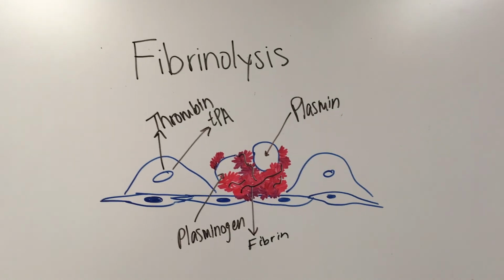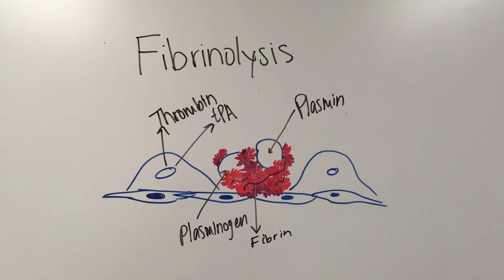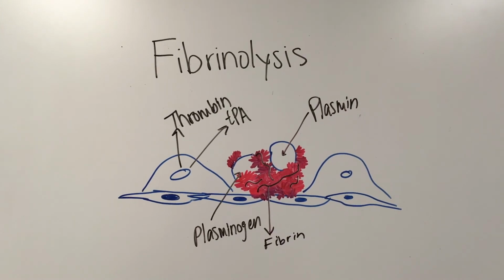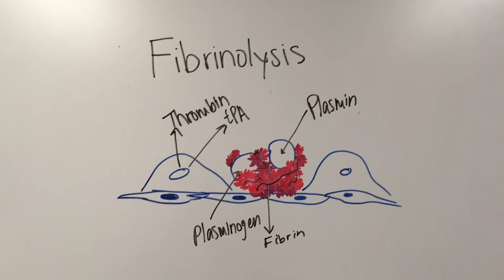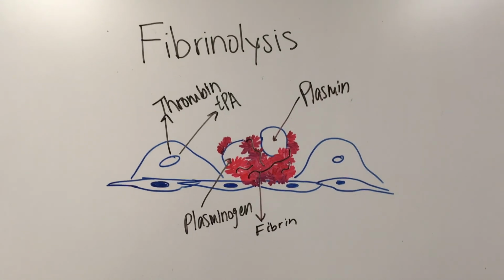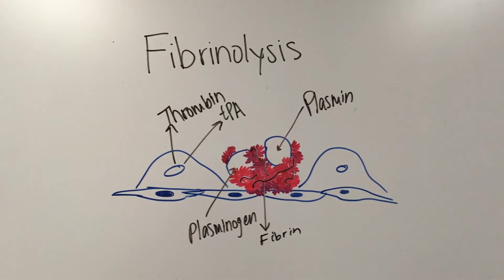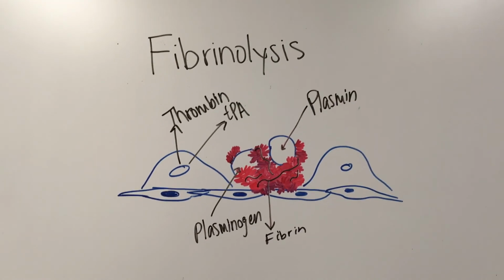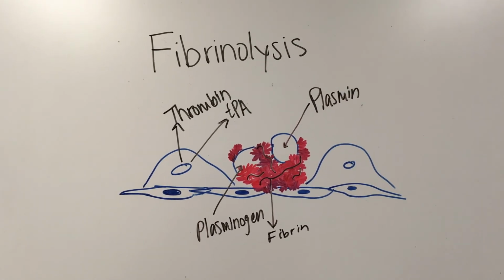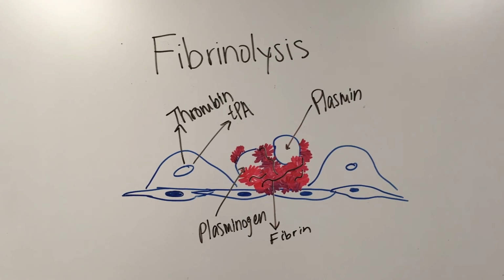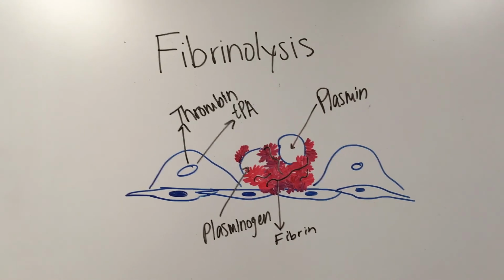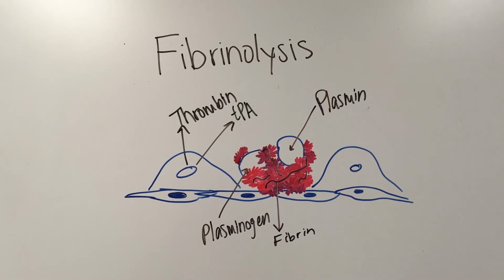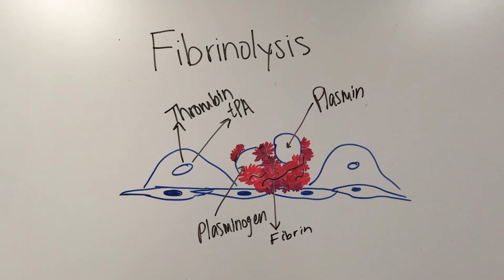While the vessel continues its repair, the clot starts to dissolve in a process called fibrinolysis. This starts when the two enzymes, thrombin and tissue plasminogen activator, are released by the damaged tissue at the injury site. These enzymes activate proenzyme plasminogen, which makes the enzyme plasmin. Plasmin digests the fibrin strands and erodes the clot.